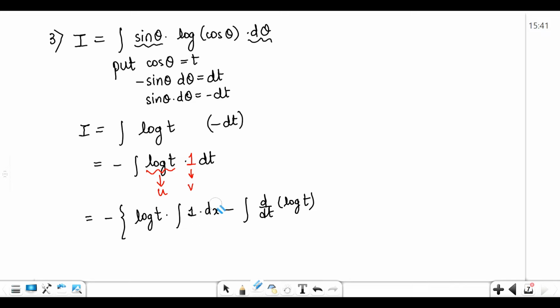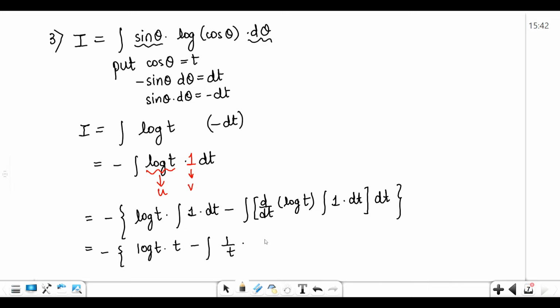Okay, here it is dt. Okay, now again integration of 1 dt, close the bracket, then dt, then again close the bracket. So if you can just solve this, log t will be as it is, and the integration of 1 dt will be t minus, again integration, derivative of log t will be 1 by t, and the integration of 1 with respect to t will be t. Okay, dt, and we'll close the bracket.